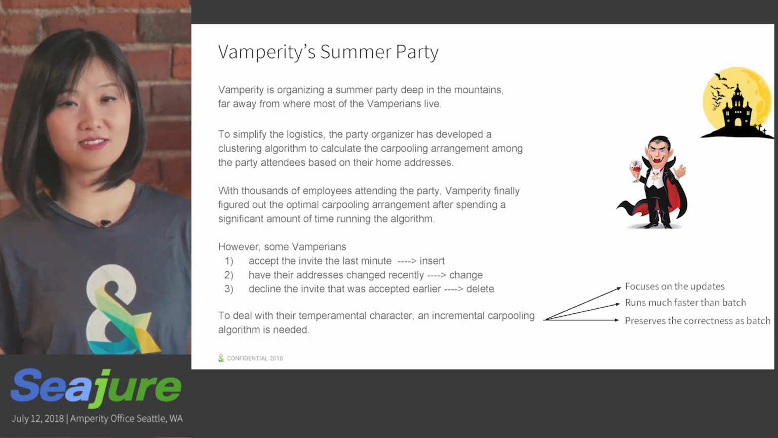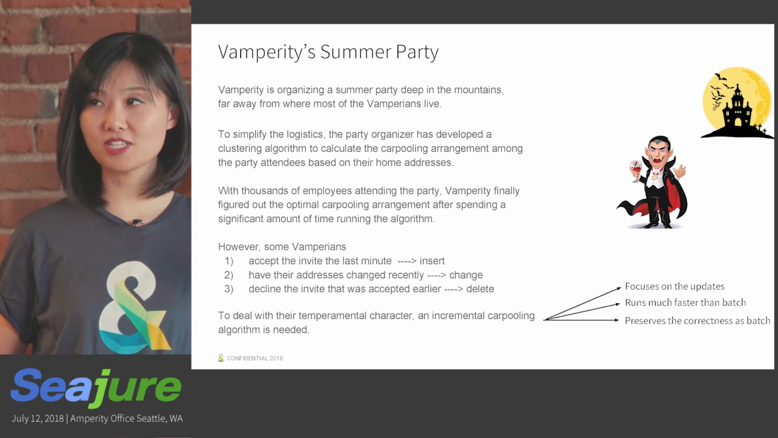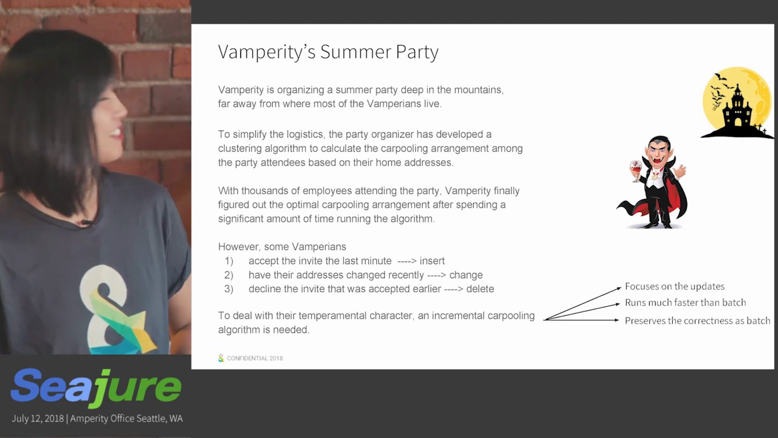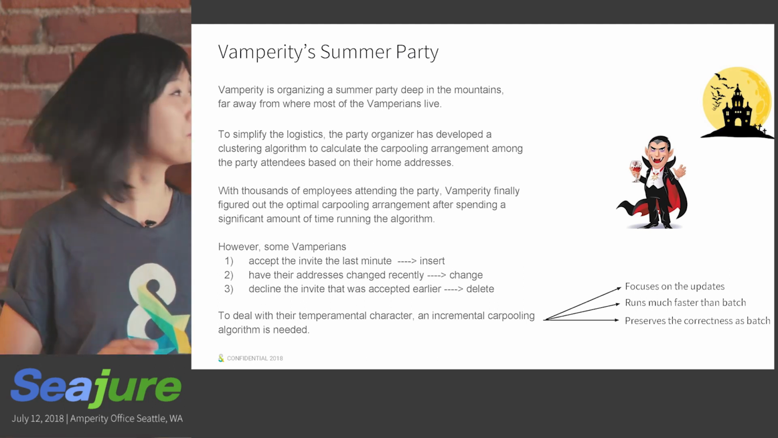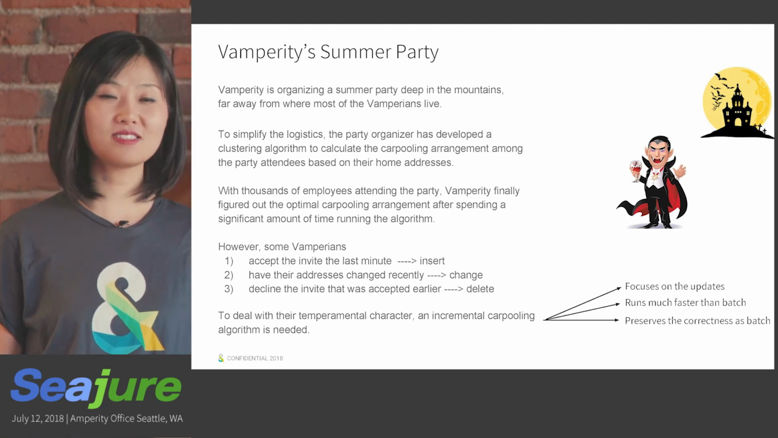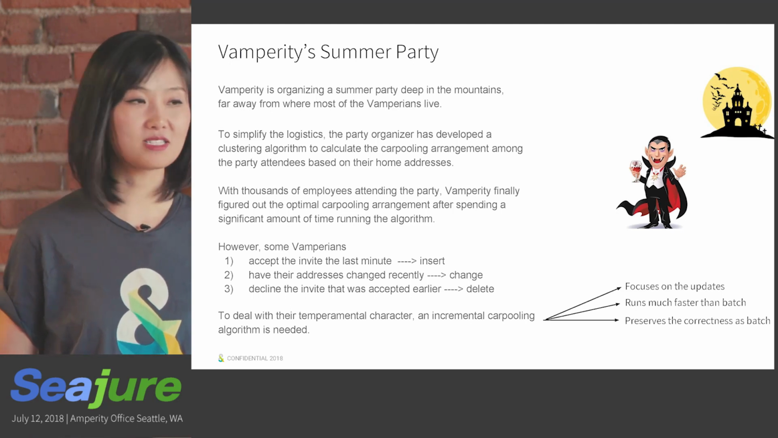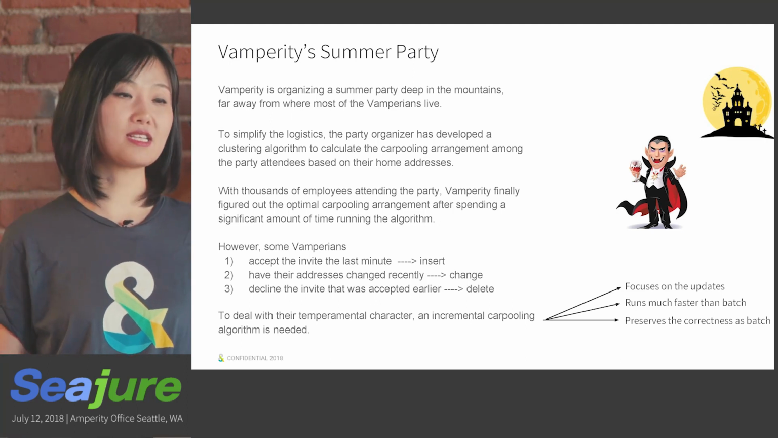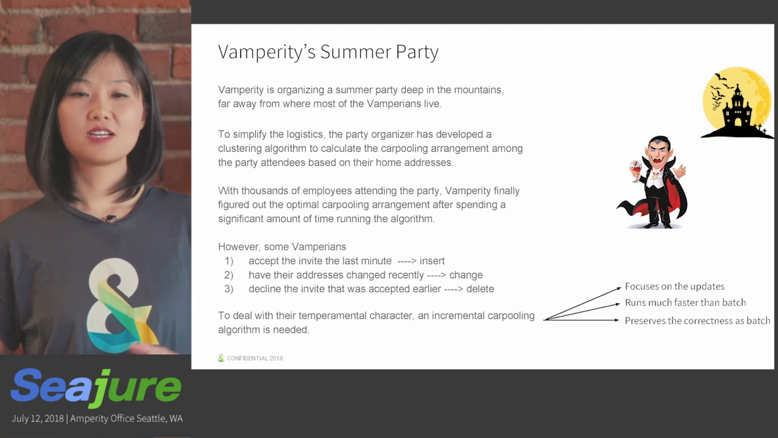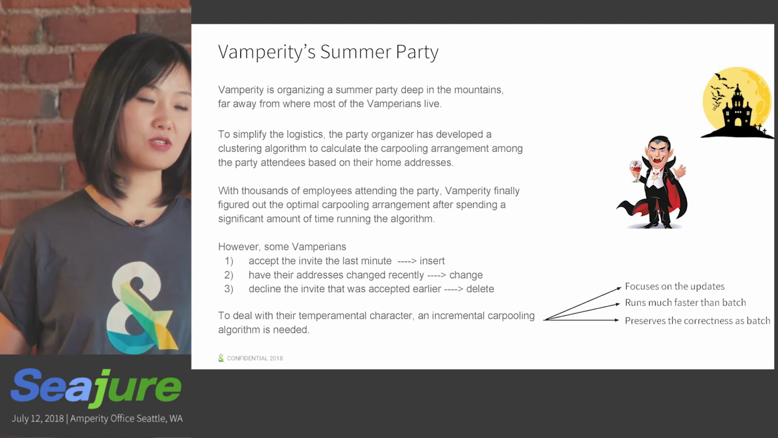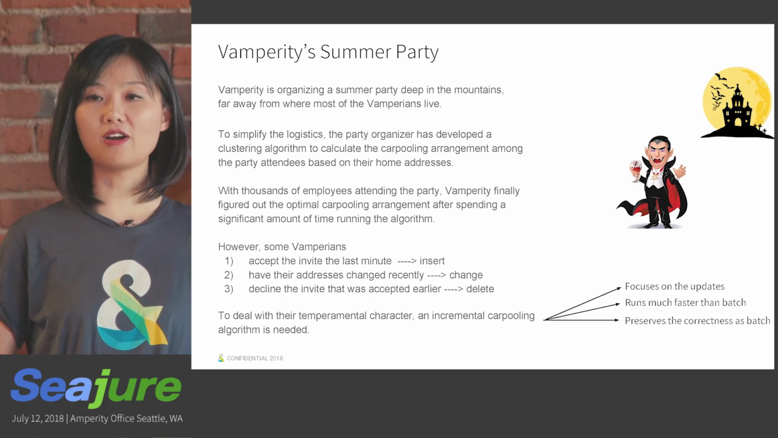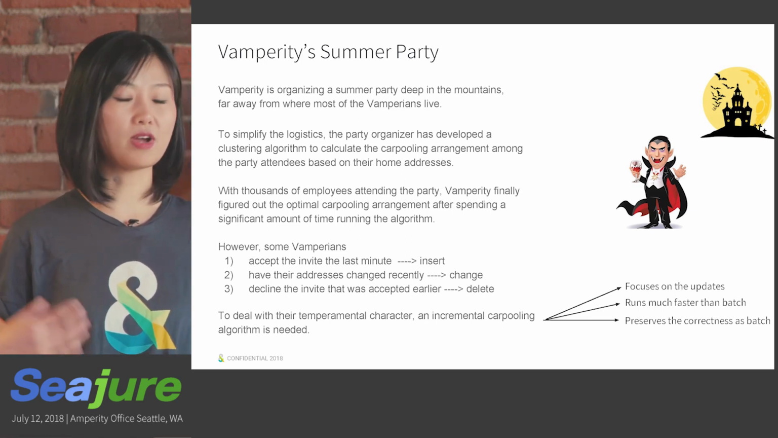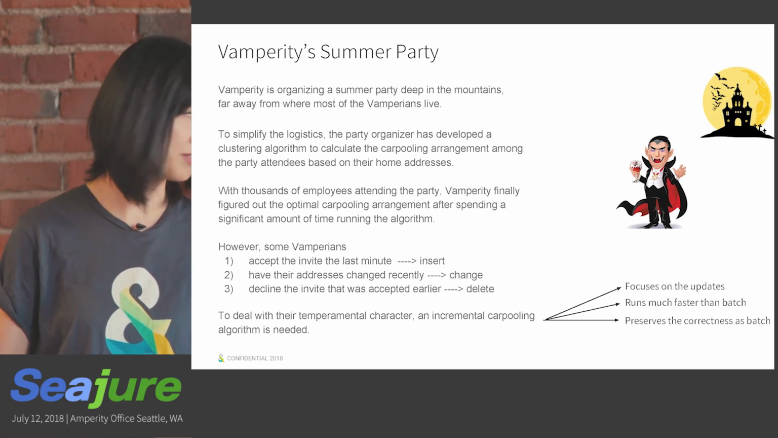But before I talk about that, let's talk about Vamperity's summer party. Do we have one? Yeah, okay. So Vamperity is organizing a summer party. It's deep in the mountains, so far from where the Vampirians live. To simplify the logistics, the organizer has to figure out a smart carpooling algorithm to group the Vampirians who live close together so that they can share a car and get there on time. And there are tons of employees, so it took a while to run the algorithm. It's like a batch clustering algorithm.